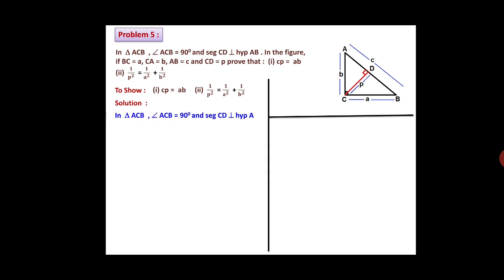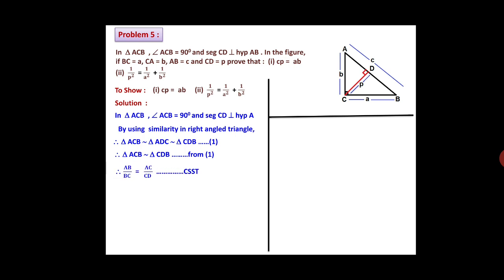So first, in triangle ACB, angle C is 90 and segment CD is perpendicular to hypotenuse AB. Therefore, by using similarity in right angle triangle, we can write that triangle ACB similar with triangle ADC similar with triangle CDB, equation 1. Therefore, from this we can extract triangle ACB similar with triangle CDB from 1. Therefore, corresponding sides of similar triangle we will consider that AB upon BC is equal to AC upon CD. So put the values, you are getting C upon A is equal to B upon P. After cross multiplication, you are getting CP is equal to AB. That is what you were going to prove, the first one.